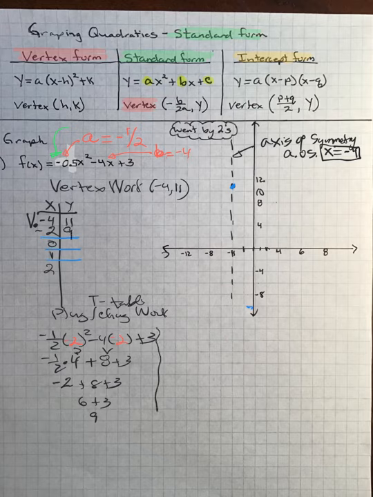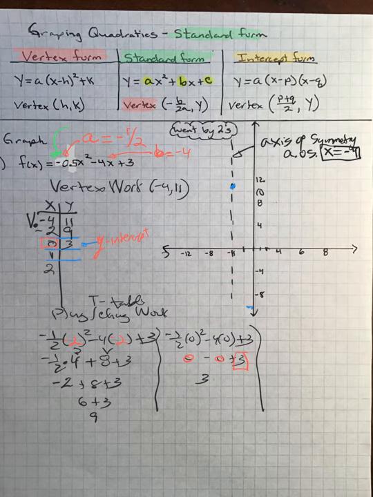Then we're going to plug in 0. So it's -1/2 times 0 squared minus 4 times 0 plus 3. And notice that gives me 0 and 0 and 3. So that's 0, 3. By the way, when you have 0 for the x, isn't that called your y-intercept? So notice when you plug in 0 for x, your constant is always going to be your y-intercept.